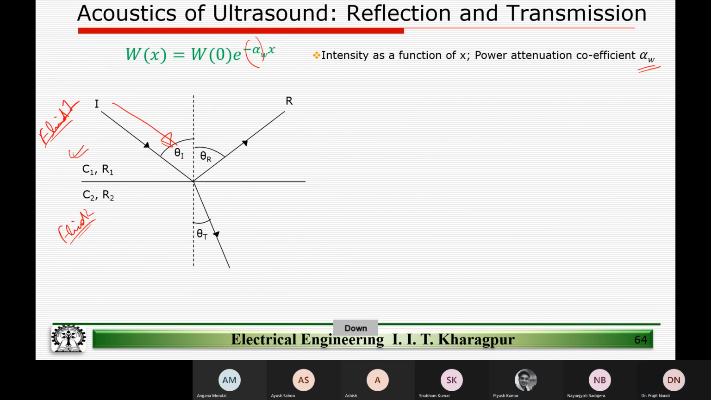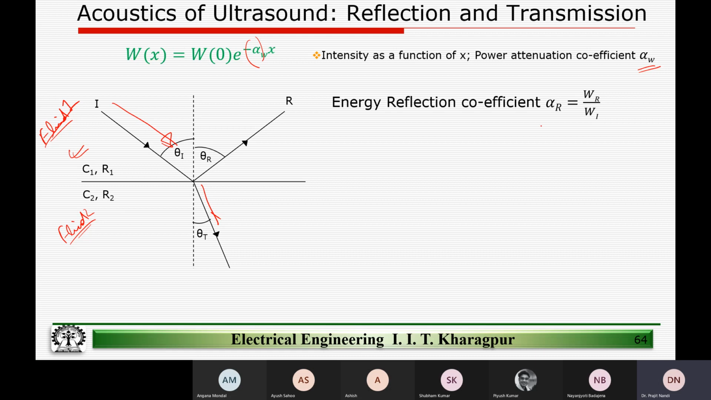So these are two separate fluids having two separate characteristics. Some portion of the wave is going to be reflected and some portion is going to be transmitted. It's not like the full thing is transmitted or the full thing is reflected, right? So the reflection coefficient is defined how? First, alpha W is the power attenuation coefficient.